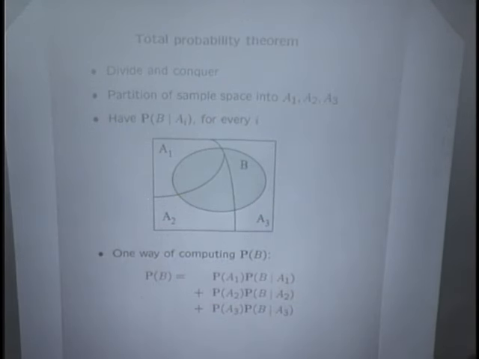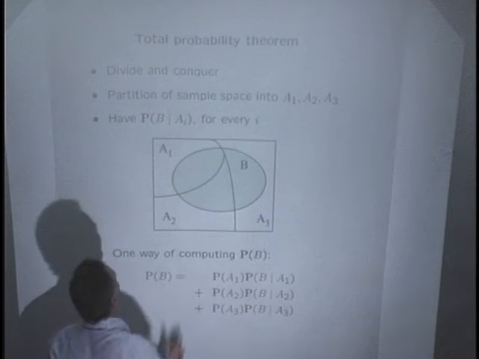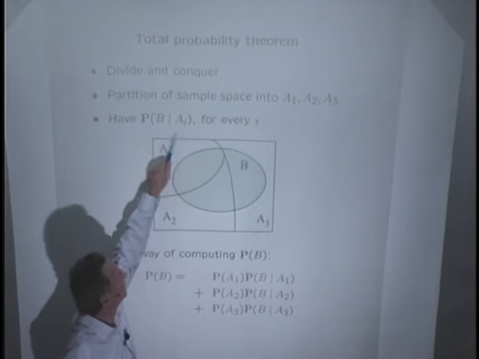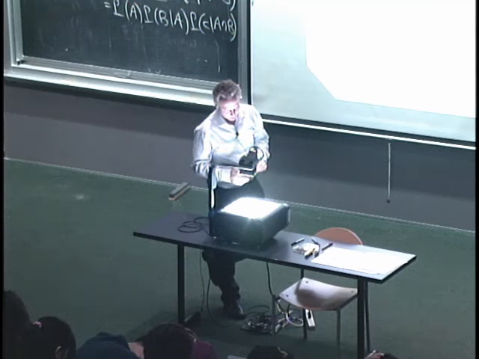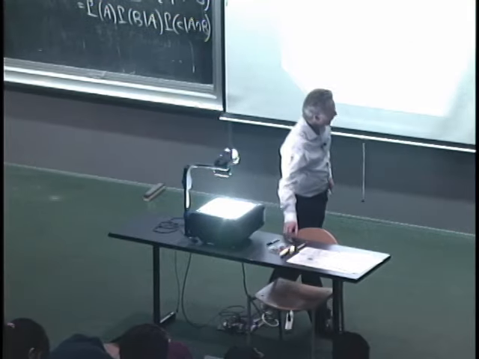That's the probability of the different scenarios. And somebody also gives us the probabilities that this event B is going to occur, given that the ith scenario has occurred. Think of the A_i's as scenarios. And we want to calculate the overall probability of the event B.